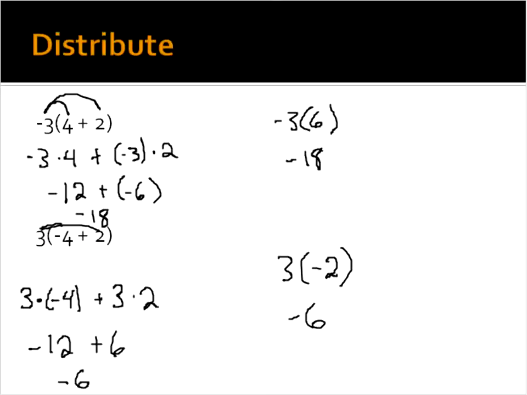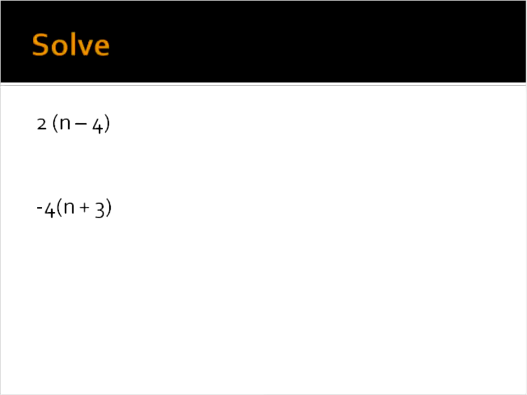Alright. Now we've got some variables. Let's go ahead and solve. We're going to distribute that 2 times each term. 2 times n is 2n. 2 times -4 is -8. Alright, you notice I didn't write down all my steps there, but that's our final solution. -4 times n will give us -4n. -4 times +3 will give us -12.